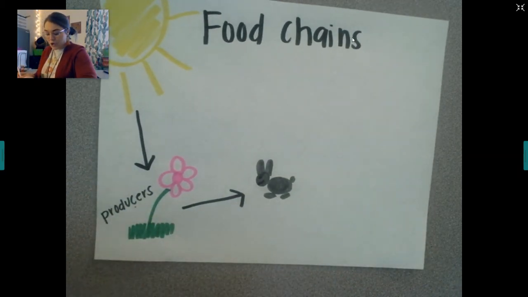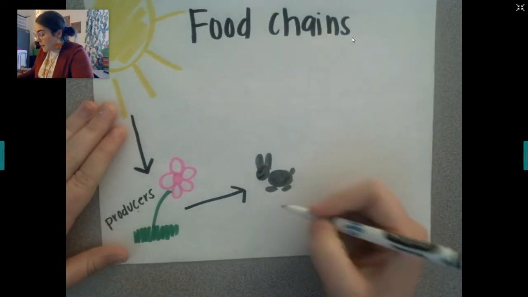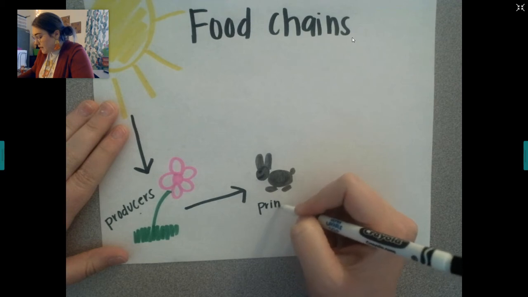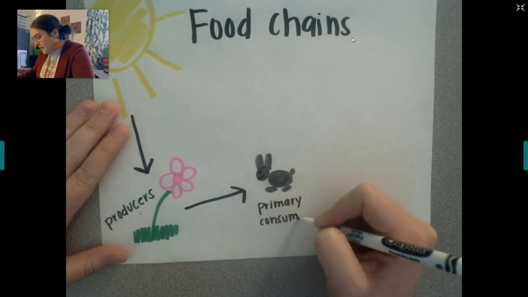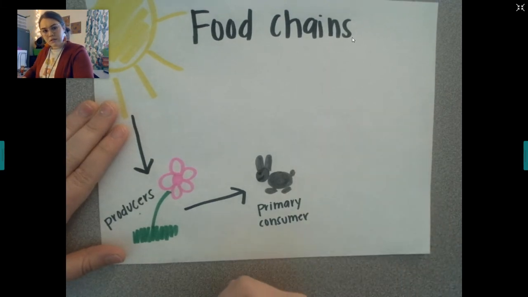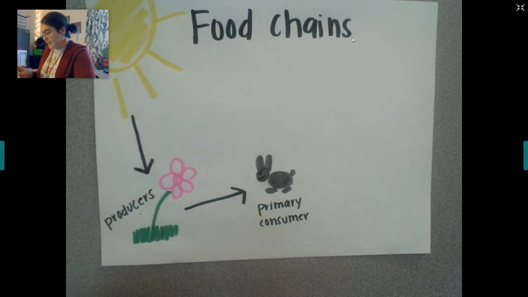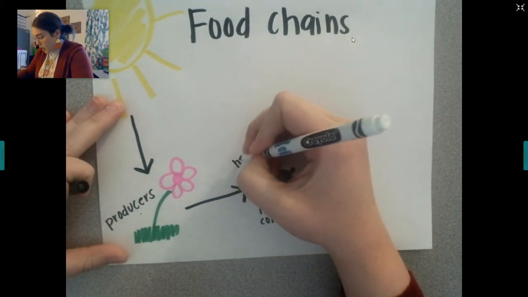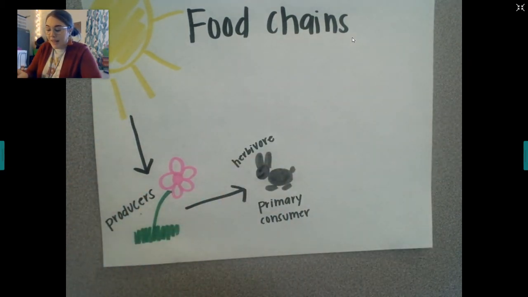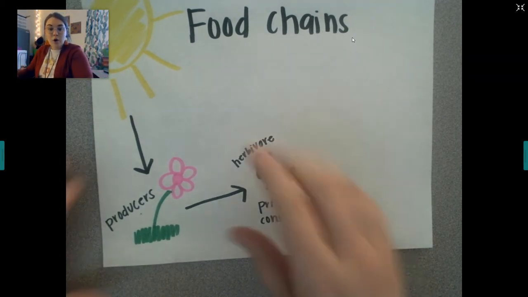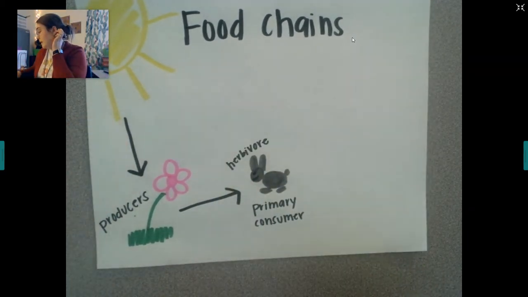So the bunny is going to eat the flower. What is the bunny called? Do you remember? A bunny is a primary consumer. What else is the bunny called? Do you remember? I would say this bunny is an herbivore. An herbivore means they eat only plants. They don't eat animals. They only eat plants. So we have our herbivore, and this bunny is our primary consumer.